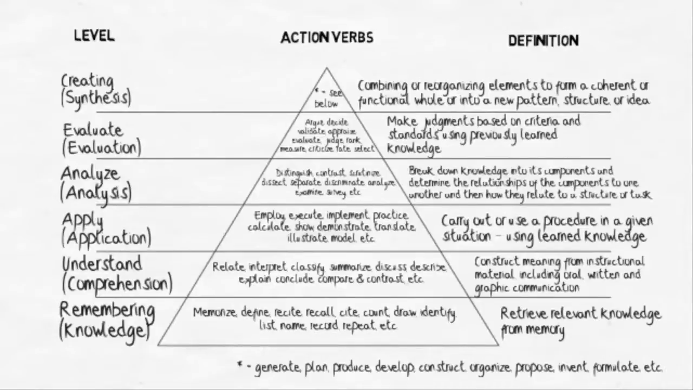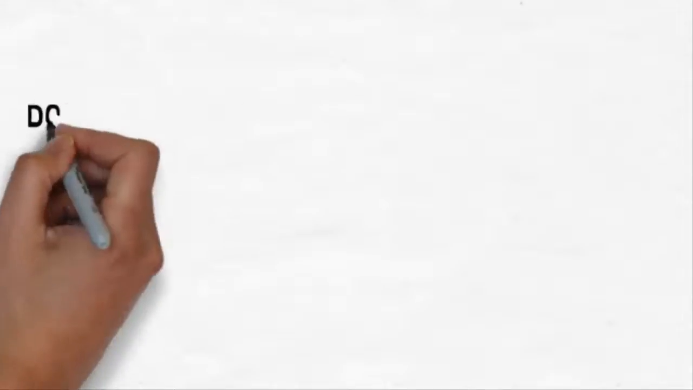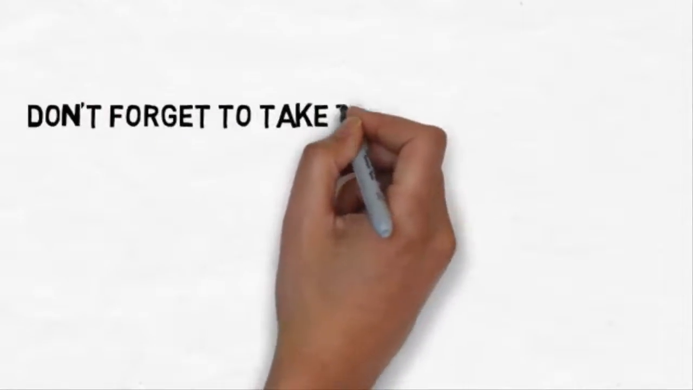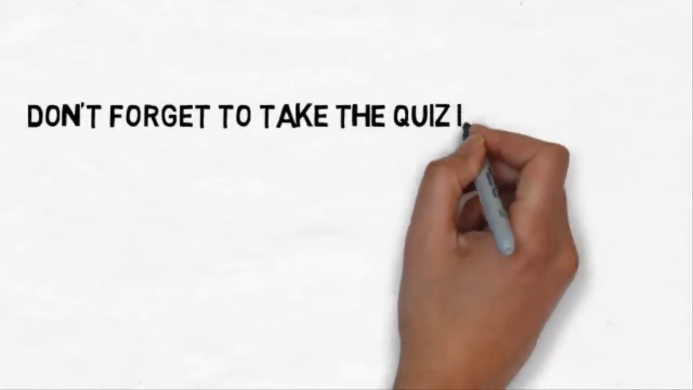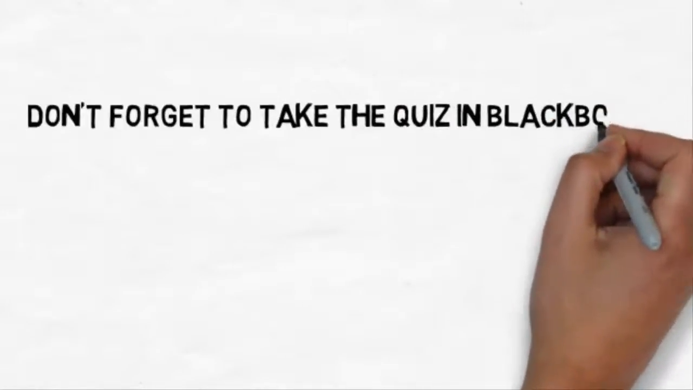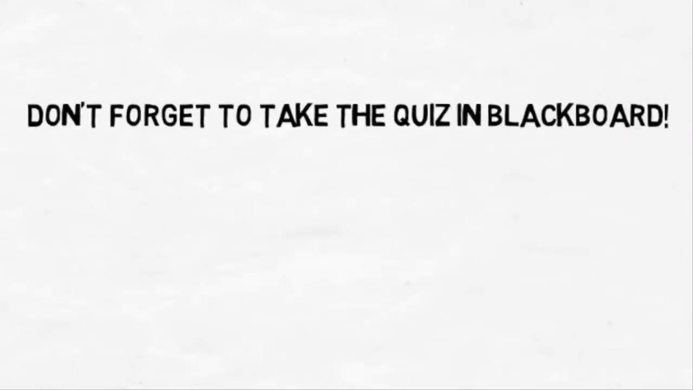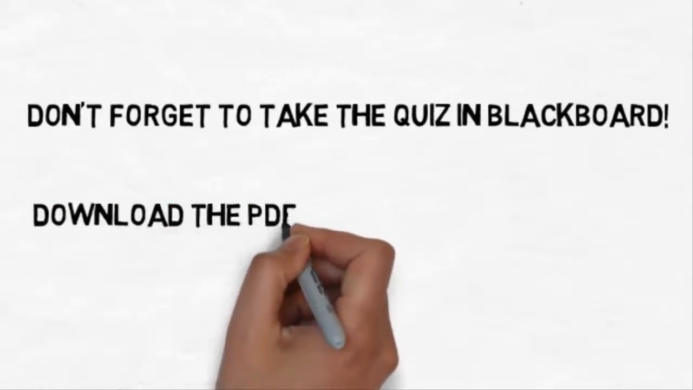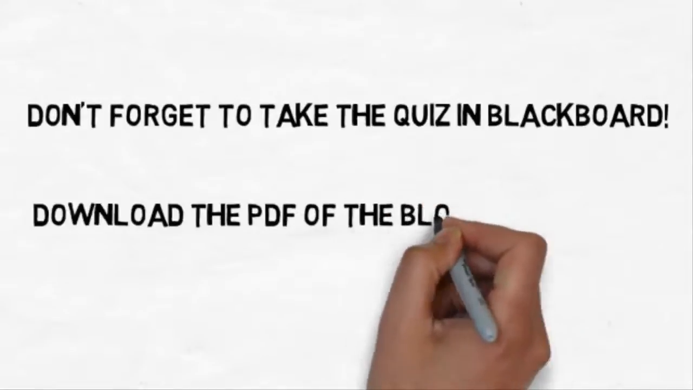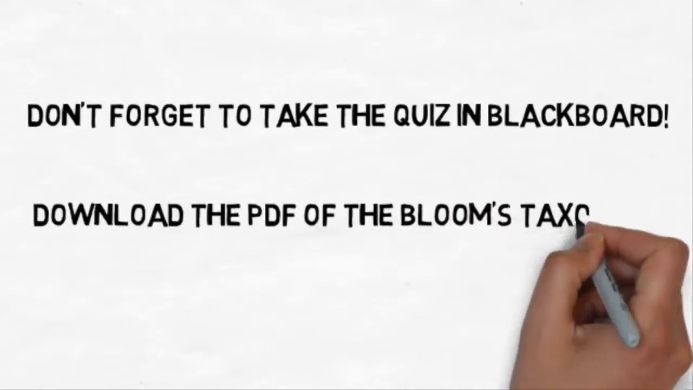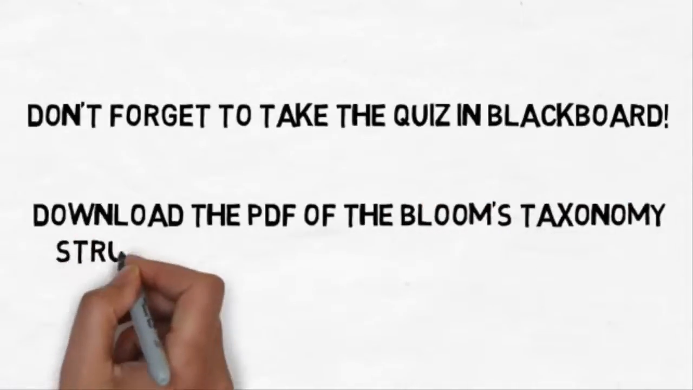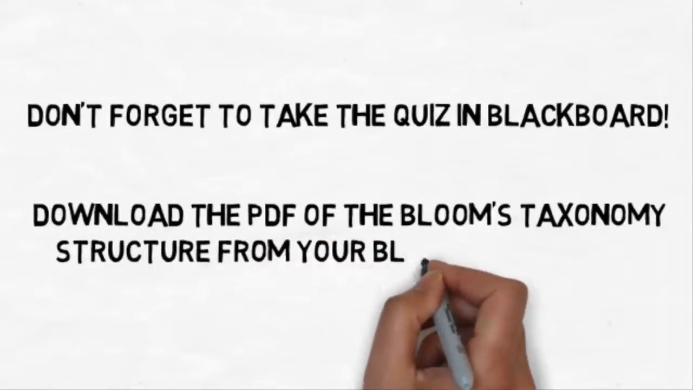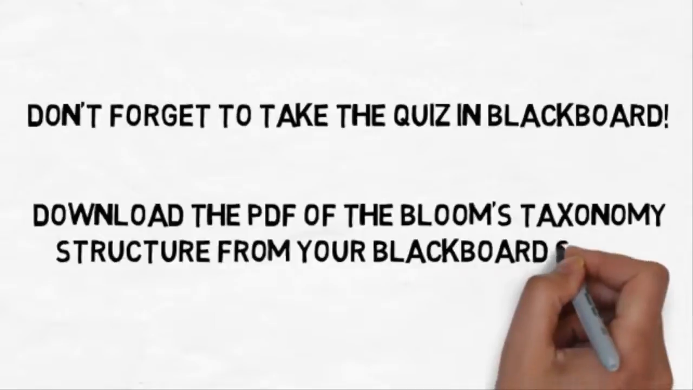So that's the framework of Bloom's taxonomy. That's going to be available to you in the course shell as a PDF file. So if you weren't able to acquire this, it's no problem. You'll have it. Also, don't forget to take the quiz in Blackboard. We've got a brief quiz on this particular module. And again, download the PDF of the Bloom's taxonomy graphic to use as a reference. And this will be available in the Blackboard course shell.